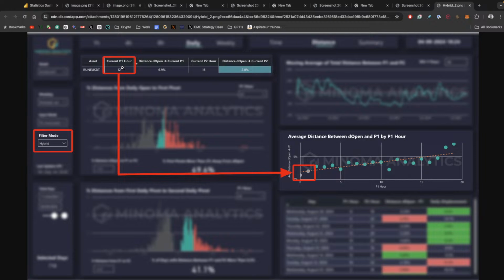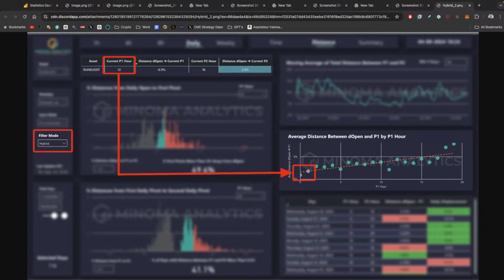It is working as no filtering as long as P1 is during hour 0 and 1. But if P1 is after hour 1, then it starts filtering out hour 0 and 1, and it effectively becomes conservative filtering, which is why it's a hybrid. It is either or. It's either no filtering or conservative filtering, depending on when the current P1 is put in. So the reasoning here is that after hour 1, it is impossible for P1 to be placed in the earlier hours, so this data is no longer relevant and can be filtered out.